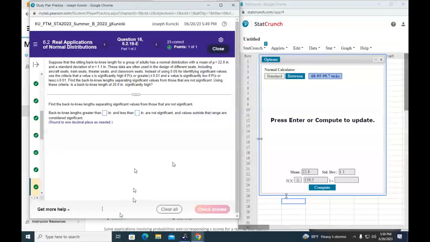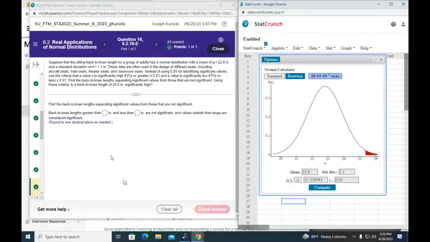All right, so greater than 1%, the lower end is 25.4.